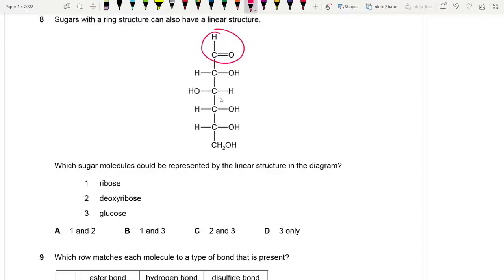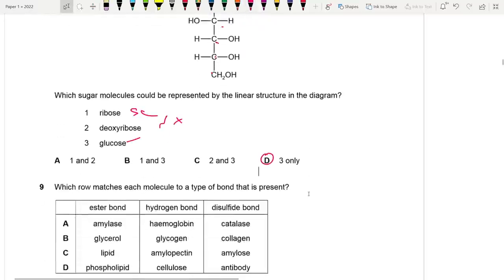So this is glucose for sure, 6 carbon. But it's not ribose or deoxyribose because these are 5 carbon compounds. We have 1, 2, 3, 4, 5, 6 over here. That's why these two are wrong. The answer is D. 8 is D.